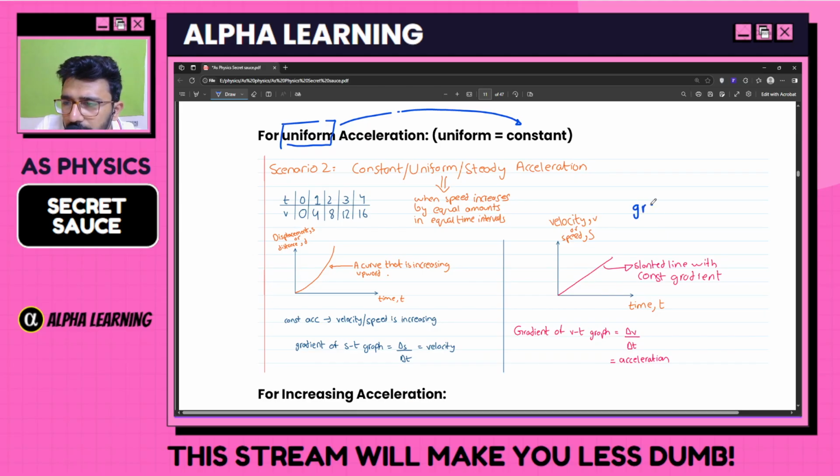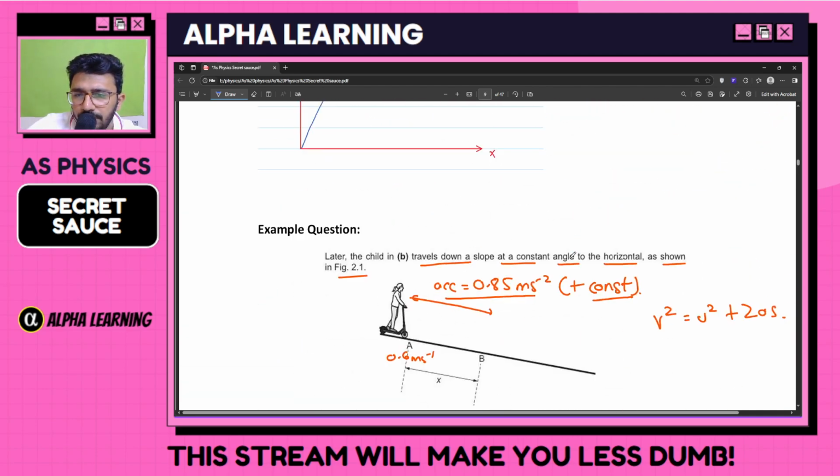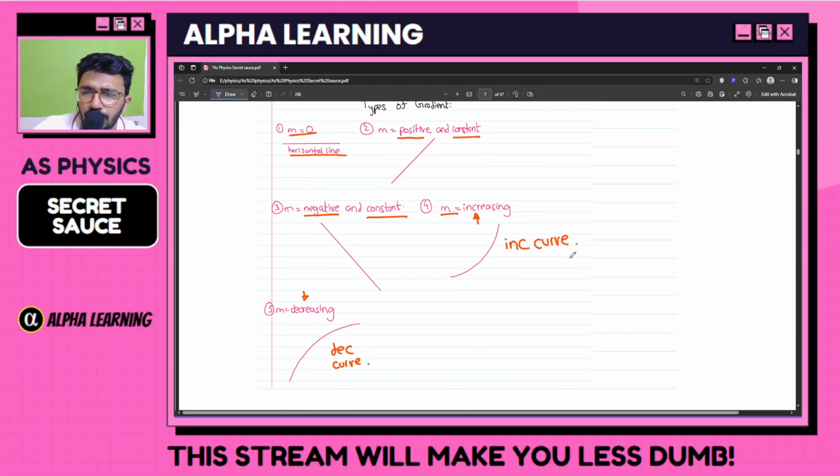What is the gradient of a velocity time graph? The gradient of a velocity time graph is acceleration. If acceleration is positive and constant, your gradient is positive and constant, and your velocity time graph will be an upward sloping line. Perfect. That's why knowing the types of gradient is so important.